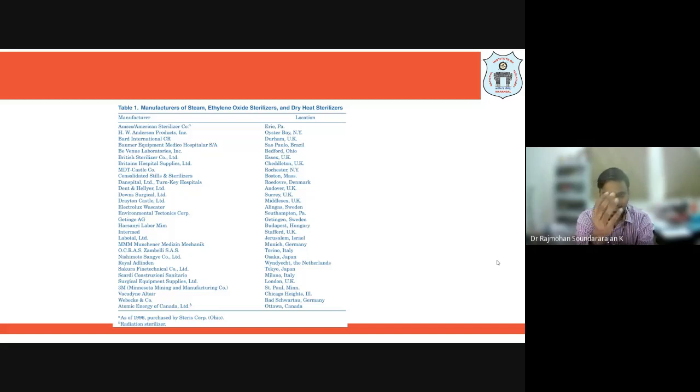As I said, steam is mainly used for sterilization. Those who make steam boilers in India, there are different industries. There is also chemical sterilization, meaning ethylene oxide sterilizers, and dry heat sterilizers. So there are different companies across the world. You can see many of them are from the UK, Japan, Netherlands, Germany, Canada. So different manufacturing units are located in different countries.